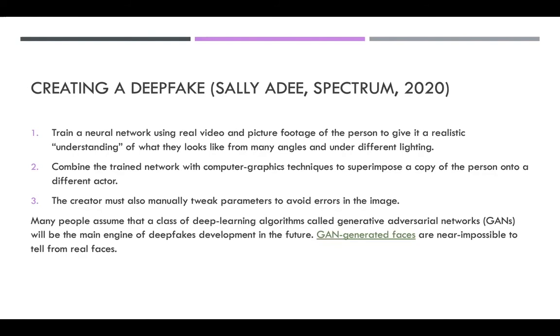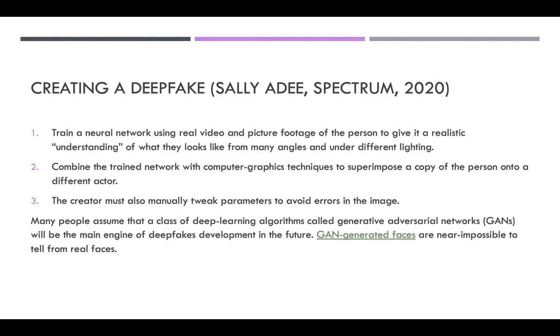They take this footage of a person, and what they do is they give this neural network an understanding of what it might look like from many angles. As we understand deepfakes to be a form of visual media, it's all about taking as many angles as possible under different lighting so that this computer can understand how the image that they then want to deepfake might be used.